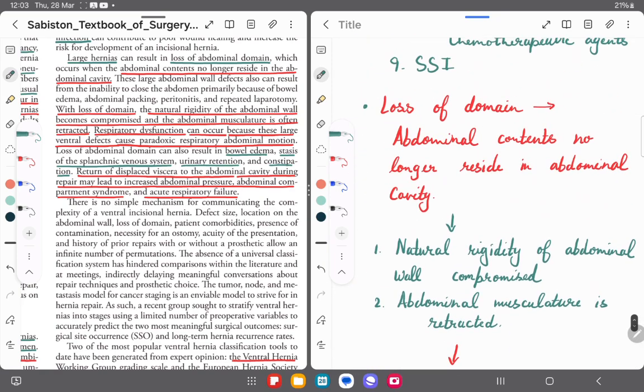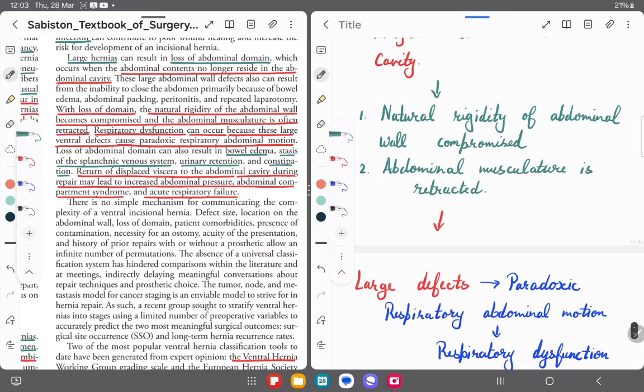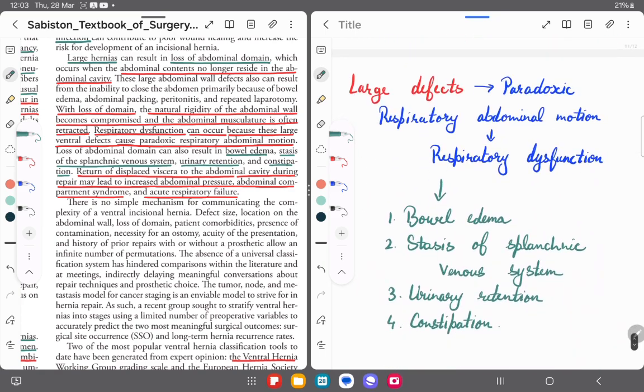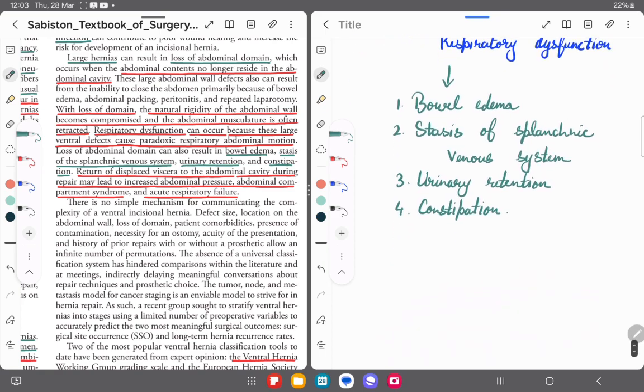So this loss of domain is one problem and multiple evils. So what is loss of domain? Abdominal contents no longer reside in the abdominal cavity, and it causes natural rigidity of the abdominal wall to be compromised. Abdominal musculature is retracted. In large defects, there is a paradoxic respiratory abdominal motion, which causes respiratory dysfunction, and there is also bowel edema, stasis of splanchnic venous system, urinary retention, and constipation.